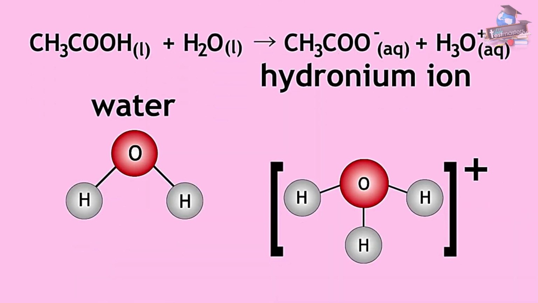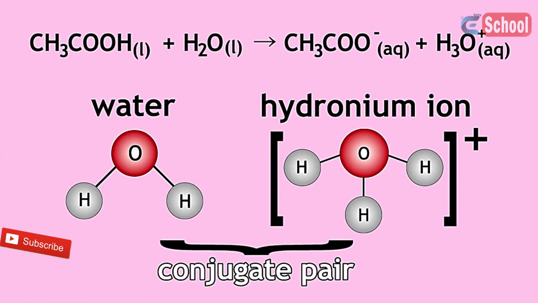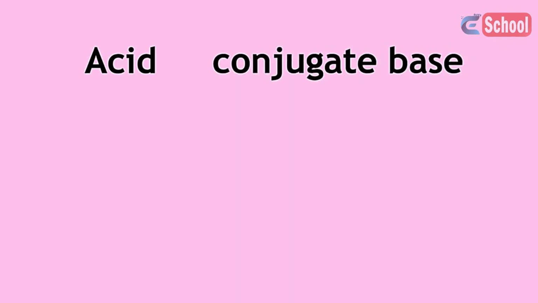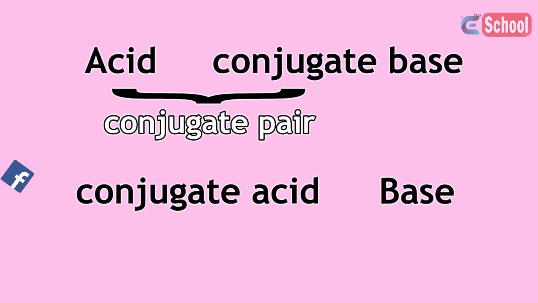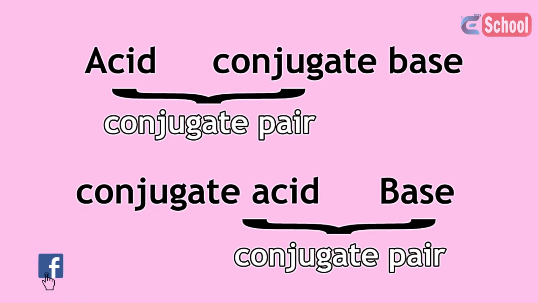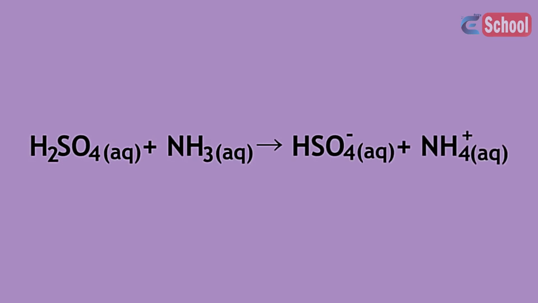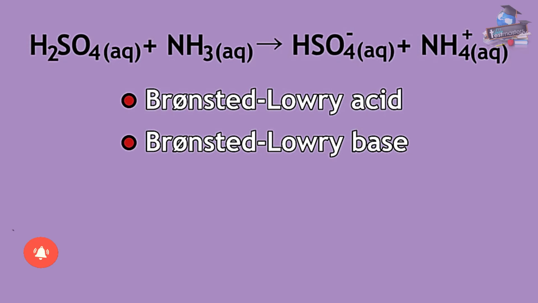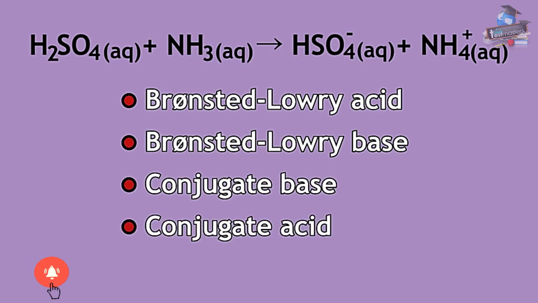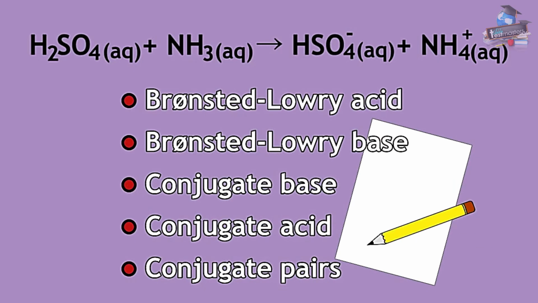Water and the hydronium ion is the other conjugate pair. So an acid and its conjugate base is a conjugate pair, and a base and its conjugate acid is also a conjugate pair. Now, are you ready for a challenge? For this reaction, try to identify the Bronsted-Lowry acid, the Bronsted-Lowry base, the conjugate acid, and the conjugate pairs. Let's grab a piece of paper and a pencil, pause the lesson, and resume when ready.